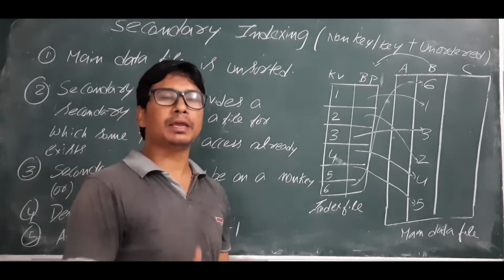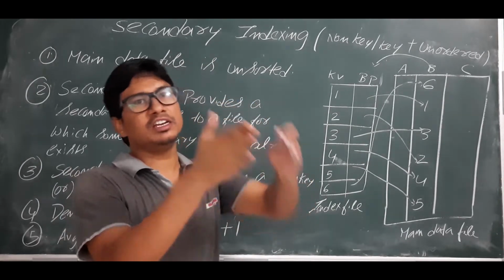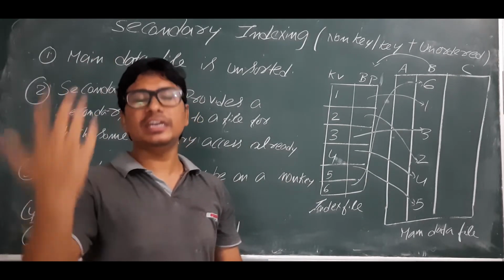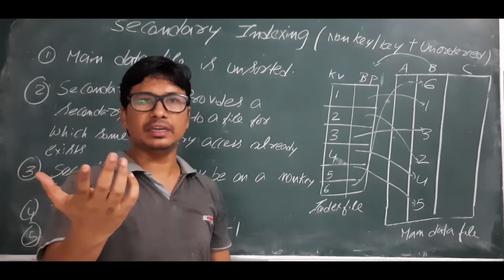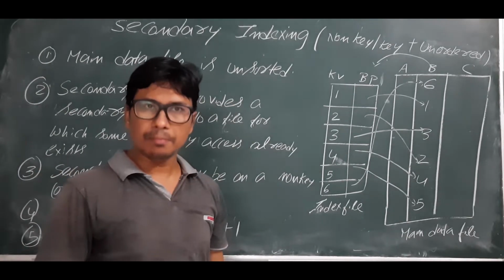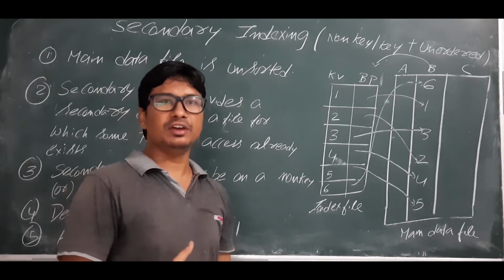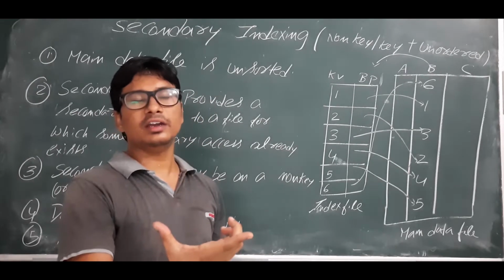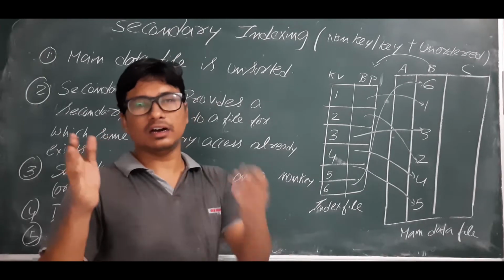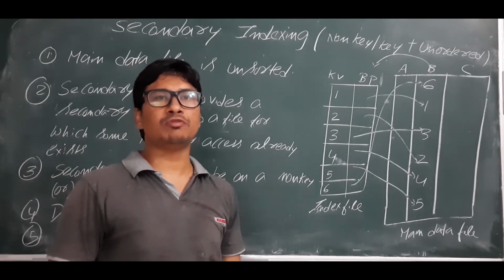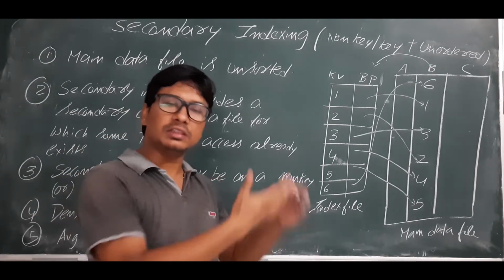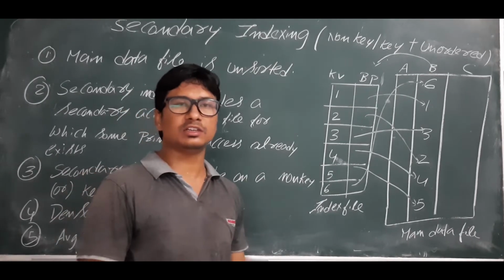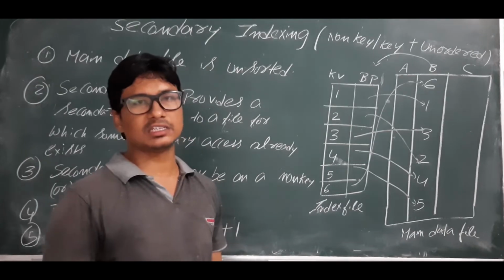When can we apply primary indexing? If the data file is ordered and we are applying the indexing on the key attribute or primary key, then we say it is primary indexing. If you are applying the indexing on the ordered data file on a non-key attribute, that kind of indexing we call clustered indexing. So we have discussed primary indexing and clustered indexing.